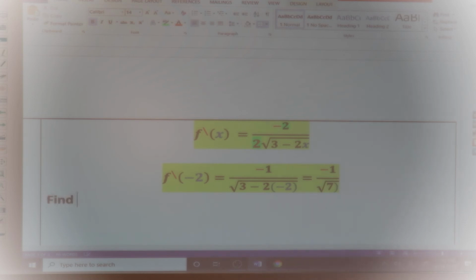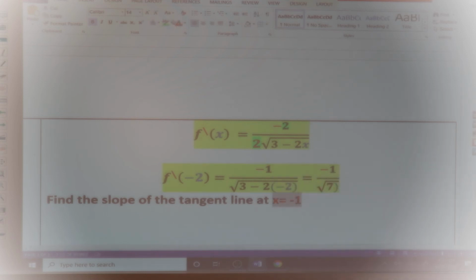Find the slope of the tangent line at x equal any number he wants, at x equal -1, 0, whatever, at x equal -1. What do you do?